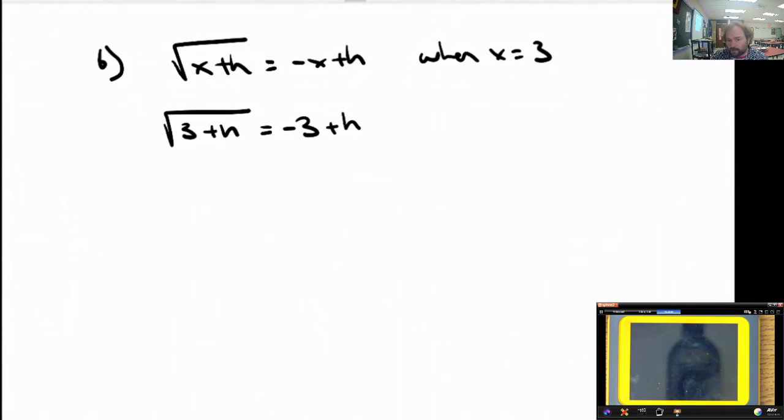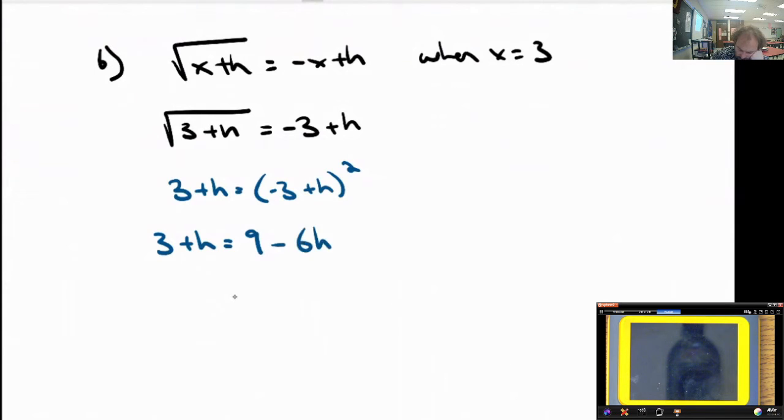We could stare at this for a while, I'm sure, and probably solve it, but we're going to square both sides, which gives us 3 plus h equals, be careful, negative 3 plus h, squared. The most classic math mistake is that you cannot just distribute that squared. This is going to be 9 minus 6h plus h squared. And I think the best way to solve a quadratic like this is to gather everything onto one side and make it equal 0. So 0 is equal to h squared minus 7h plus 6. I think I've done that correctly.